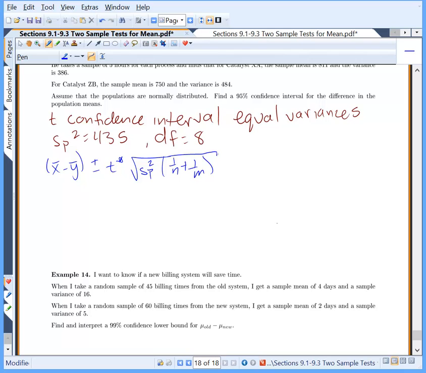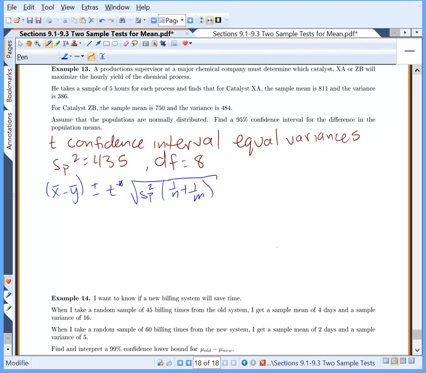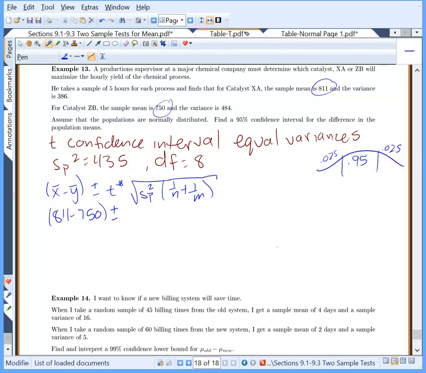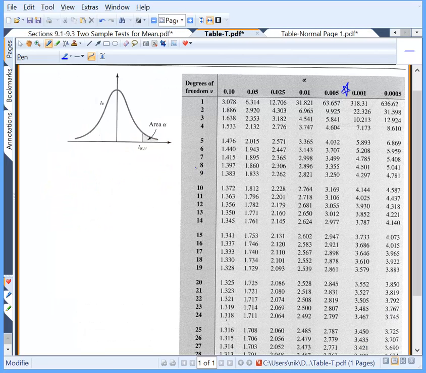Okay. Now you can decide which order to subtract these means. I'm just going to go with the order they're written in, so I'm going to go 811 minus 750, plus or minus my critical point. So I guess I still need to find my critical point. We want a 95% confidence interval, which is 0.025 in each tail. And I have 8 degrees of freedom, so we go to our t-chart. 8 degrees of freedom, we want 0.025, so 2.306 is my critical point.